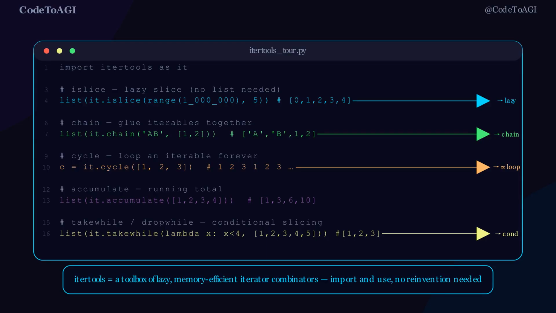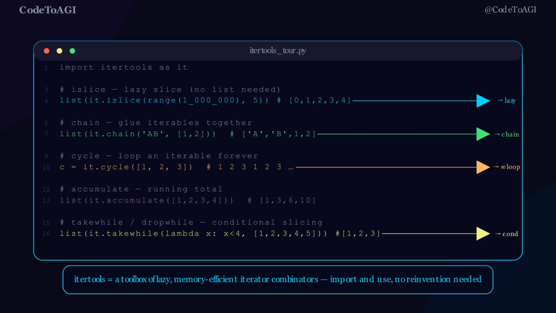chain glues multiple iterables together end to end. cycle repeats an iterable forever, useful for round-robin scheduling. accumulate produces a running total. list of accumulate of 1, 2, 3, 4 gives 1, 3, 6, 10.